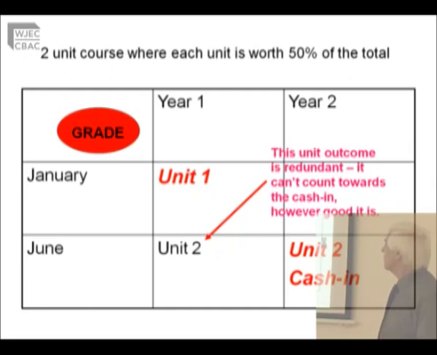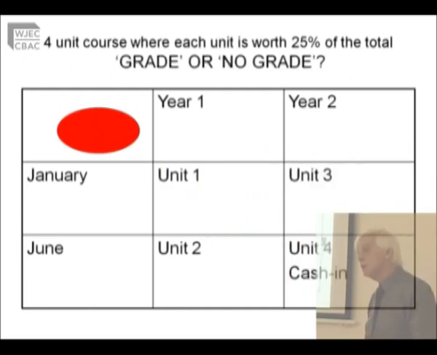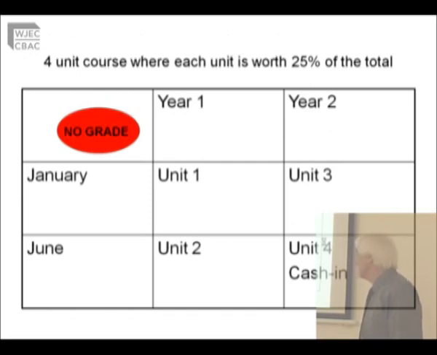A course which has got 4 units, each equally weighted, each worth 25%. He does the 4 units and asks for a cash-in at the end. Grade or no grade? No. No grade. Because he's only doing a quarter of the course at the end. So he's done all 4 units, he's satisfied rule 1, but when he came to his cash-in, he's only doing 25% of the course. So no grade. That, I think, is history. History's got a 4-unit setup with equal units.